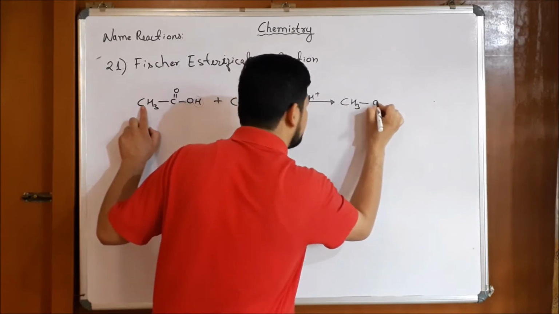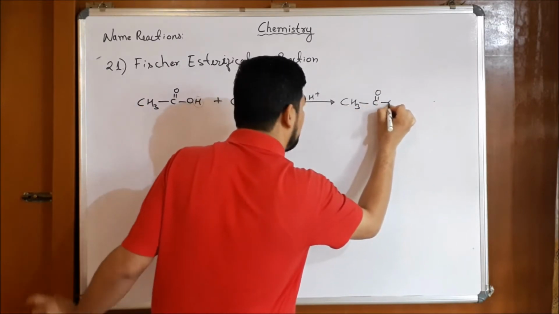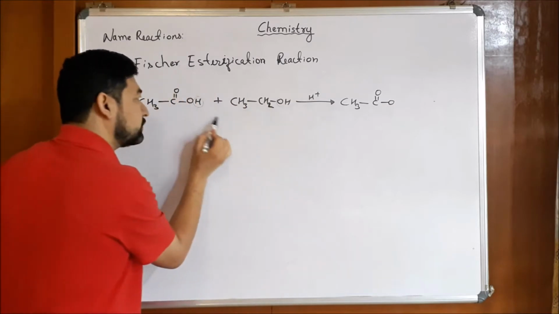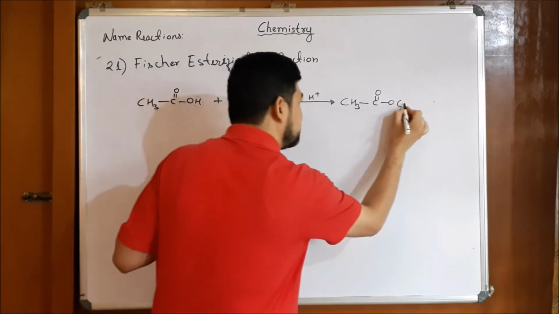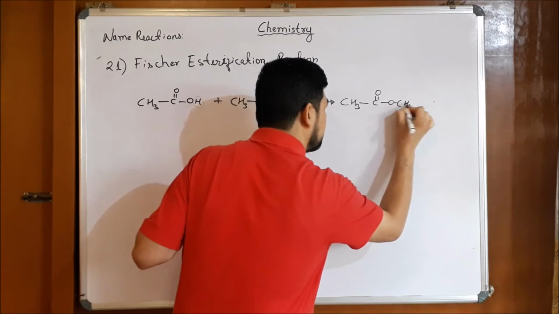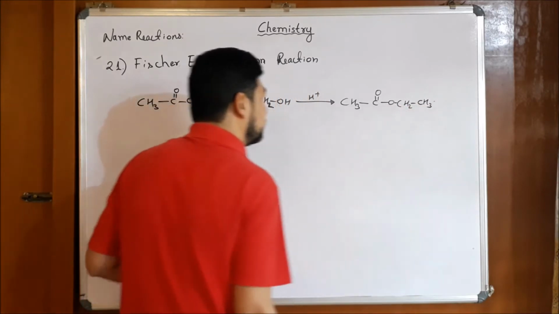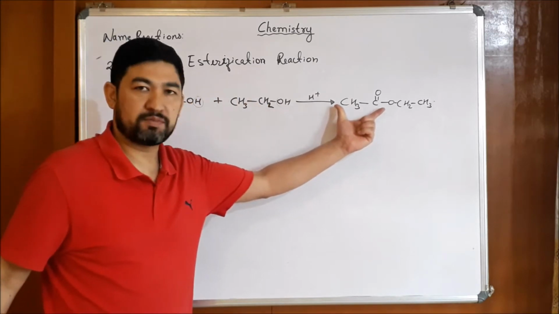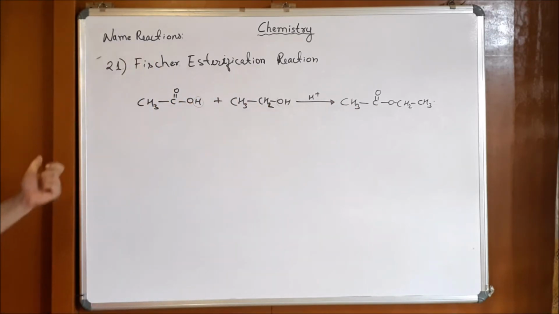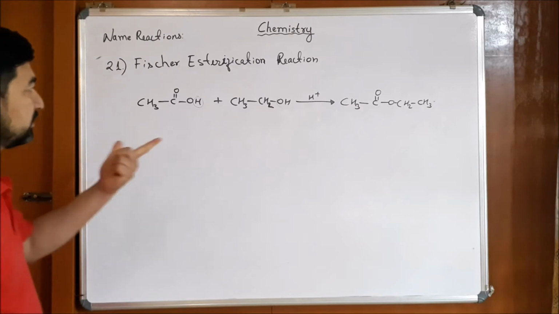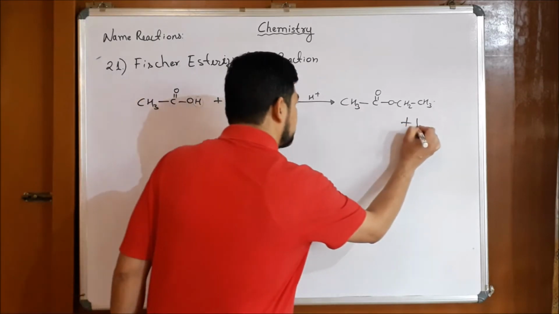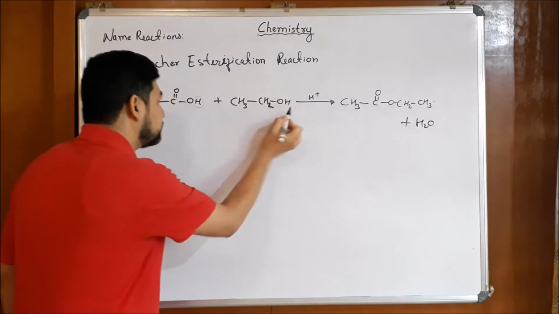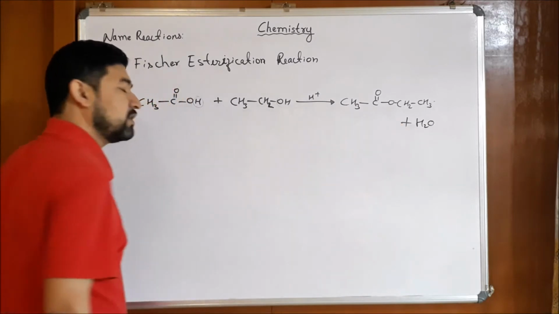It will be CH3, C double bond O, here O. Then the next point of contact will be here, so it will be CH2, CH3. So this ester has been formed. This reaction is known as the Fischer esterification reaction. In this reaction, the side product will be water. From here OH and H will combine to give water as a byproduct.